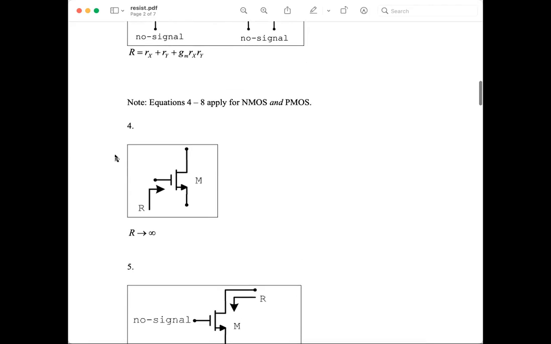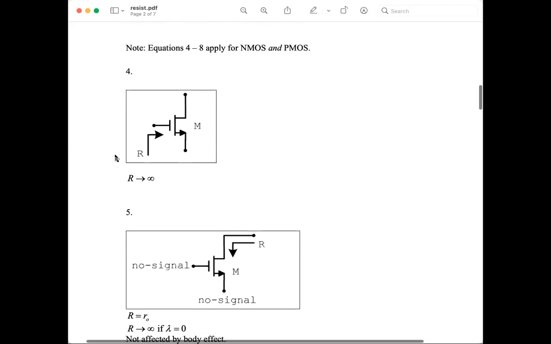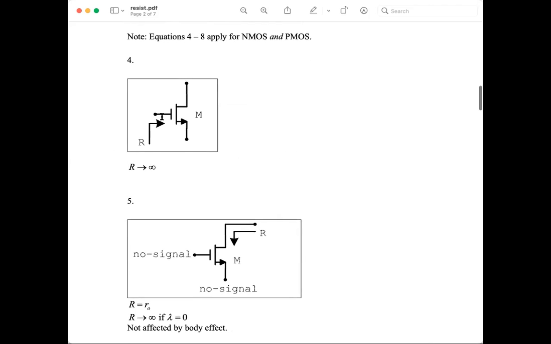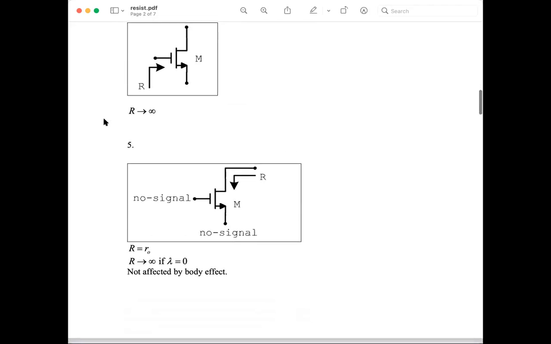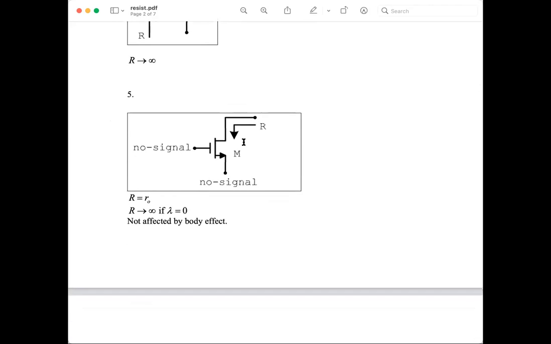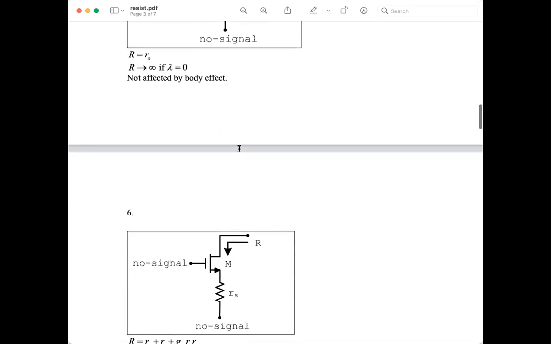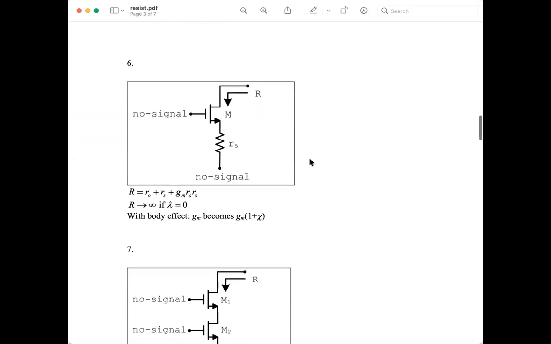And then a list of formulas for NMOS and PMOS. This is when I'm looking into the gate and I always see an infinite resistance. And this is when I'm looking into the drain and with no signal at the source. And these are rules that we have seen, and I see a small Ro. And this is when I'm looking into the drain with an RS between source and ground. And in this case, I see Ro plus RS plus Gm Ro RS.